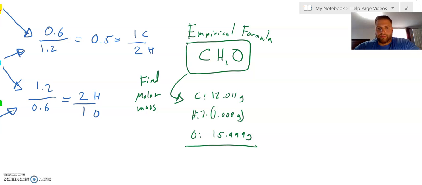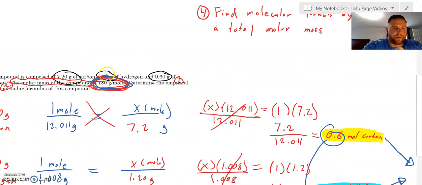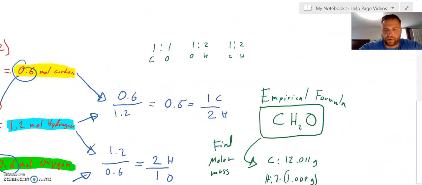So 12.011 plus 2 times 1.008 plus 15.999. What that comes out to be is 30.026 grams per mole. The last step is to divide the molar mass of the empirical formula by the total molar mass. So what was the total once more? Remember, we've circled it quite a few times, 180 grams per mole. Okay, they clearly tell you it's the total.